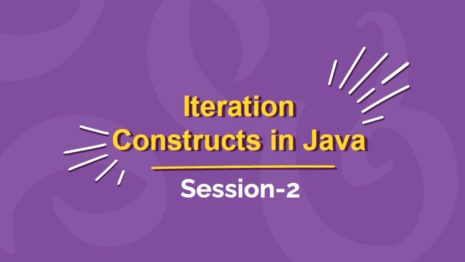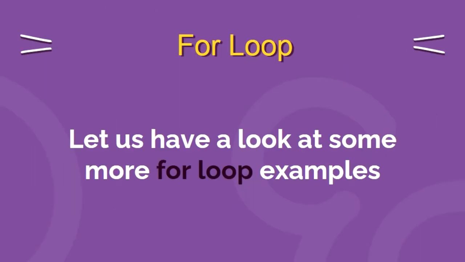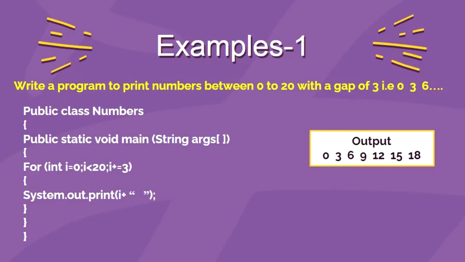Let us start with the for loop. The for loop is the easiest to understand of the Java loops. All its loop control elements are gathered in one place, while in the other loop constructions they are scattered about the program. The general syntax of the for loop statement is: for (initialization expression; test expression; update expression). Let us now look at some more examples of for loop statements.